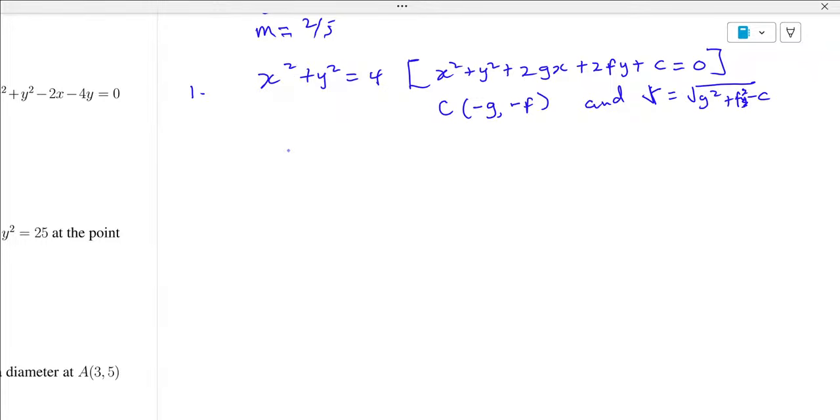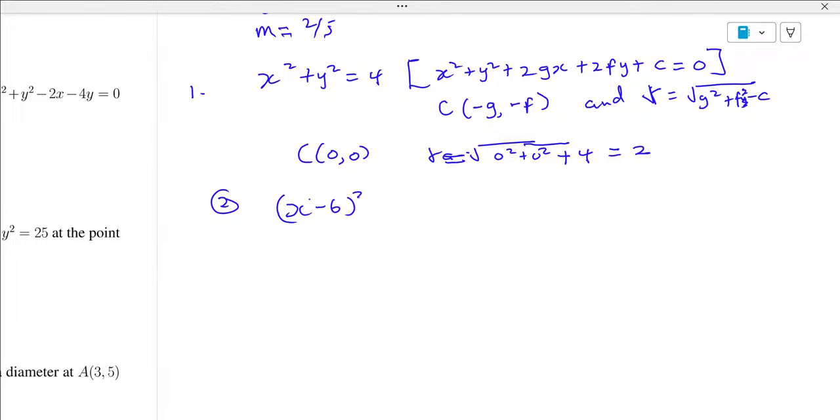So for the first equation, the center is going to be 0, 0, so it will be at the origin. And then the radius r is equal to the square root of 0 squared plus 0 squared minus c. In our case here, if we take this one across, we are going to have negative 4, so minus minus 4, which is plus 4. So our r will be equal to 2. Right. Then we do the same thing for the second circle, which is x minus 6 all squared plus y squared equal to 16.